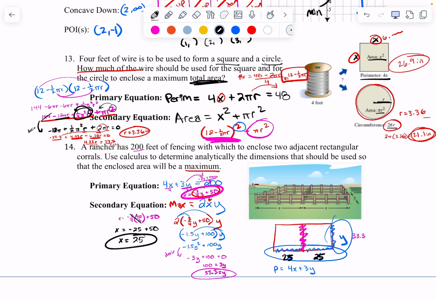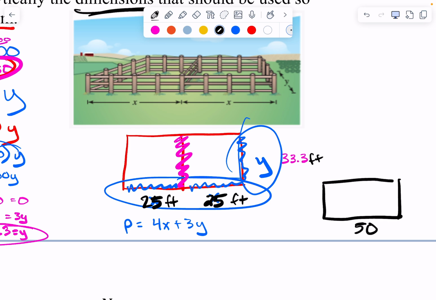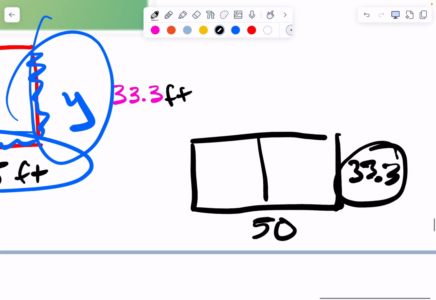And what were they asking? To determine analytically the dimensions. So x and y. And that's in feet. So really, this is like a 50 foot by 33.3 feet. And that should make sense because if this is 50 foot, and this is 33.3, this is shorter because there's 3 of them, right? And I want to use the least amount. Like if this was 50 by 50, then this would be taking up another 50 feet, right? So that's why it is smaller, because there has to be 3 of them, right?